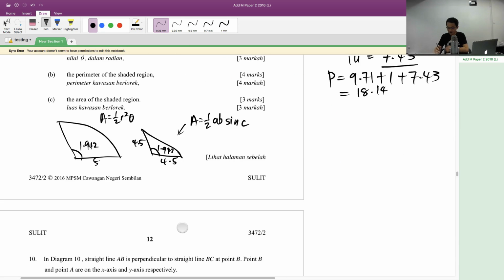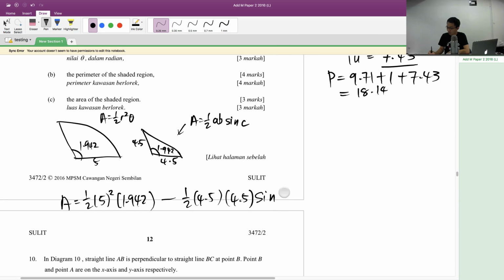Alright, so therefore, this area is half, my r is 5 squared, theta is 1.942. Alright, so I will minus, this one is half, a is 4.5, b is 4.5, and then sine 1.942. Same thing, this is sine radian. Make sure you calculate it in radian, and then you just do this one. This is 1 over 2 multiply 25 multiply 1.942 minus 1 over 2 multiply 4.5 squared multiply sine 1.942.